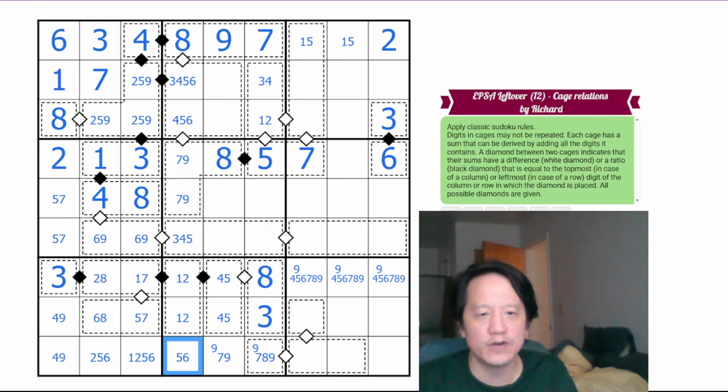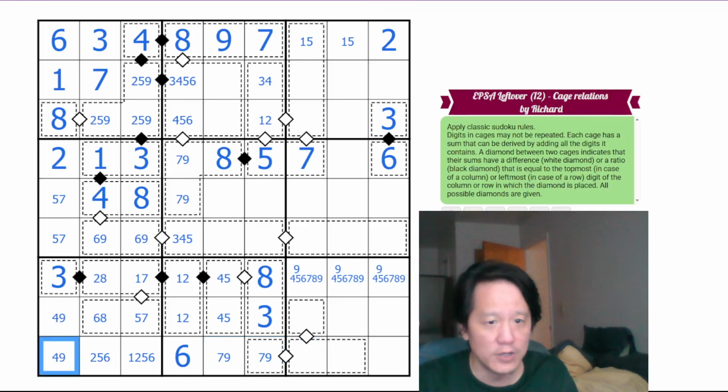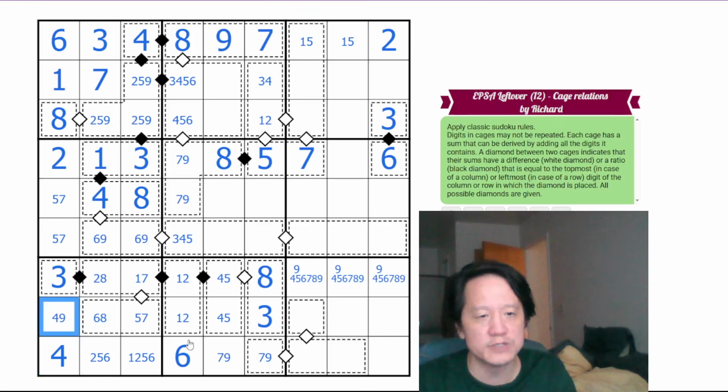That eliminates 4 and 5 in the rest of the box. So no 5 here, it's 6. No 8 here, it's 7 or 9. That 7, 9 pair eliminates 7, 9 in the rest of the row. So no 9 here, it's 4, which means this can't be 4. That's 9. 6 eliminates 6 here. 3 eliminates 2 and 3 here, so this is 1 and 4.